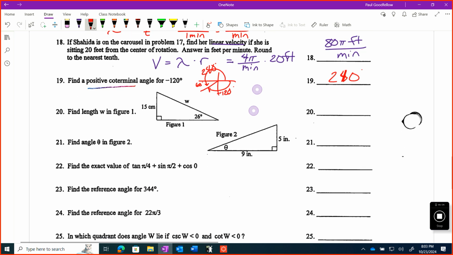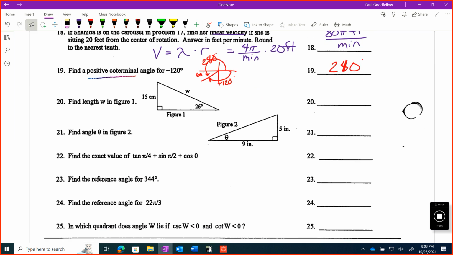And number 20, find the length in figure 1. Okay, this is all SOHCAHTOA work down here at the bottom, because the angles are not in the unit circle, so we have to think of this as our point of view. This is the opposite, this is the hypotenuse, and we're going to use a SOHCAHTOA question, which is a sine question. Sine of the angle, which is 26 degrees, is equal to 15 divided by W.